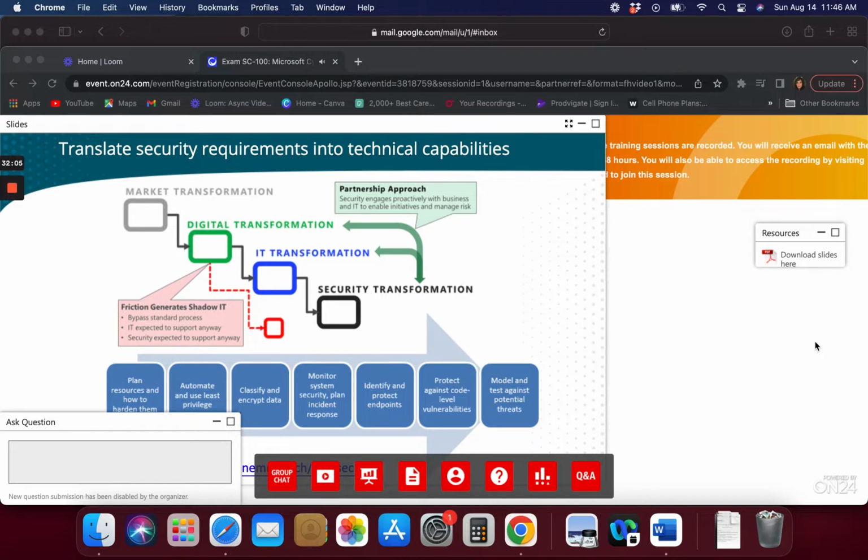And Microsoft has created the well-known Azure Well-Architected Framework, known as WAF. Do not confuse it with Web Application Firewall, because that is a security solution, WAF. So this is the Well-Architected Framework. The reference includes 7 security design principles. They are listed here, as you can see, starting from plan resources to automate and use least privilege, classify and encrypt data, monitor system security, plan incident response, identify and protect your endpoints, protect against code-level vulnerabilities, and last, test against potential threats.